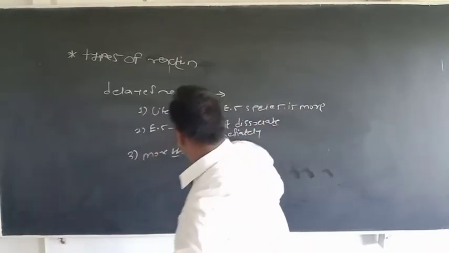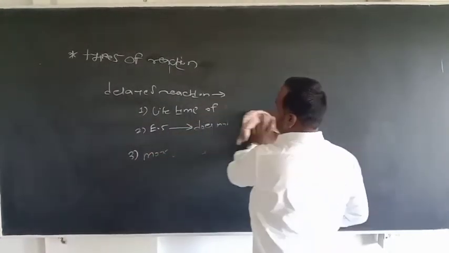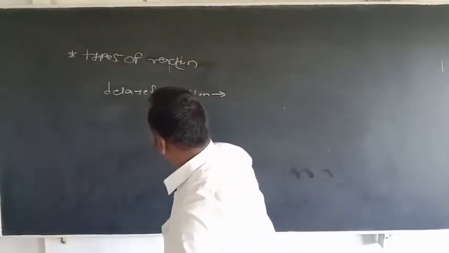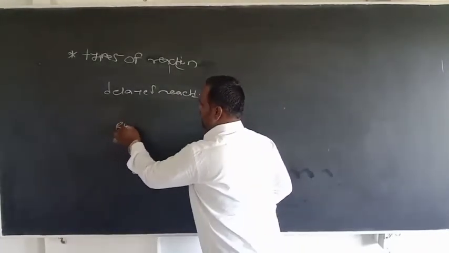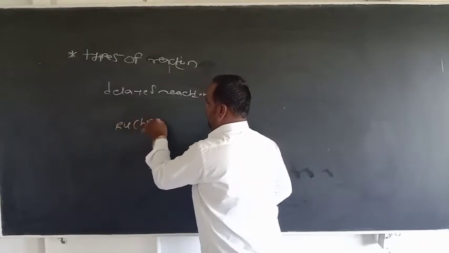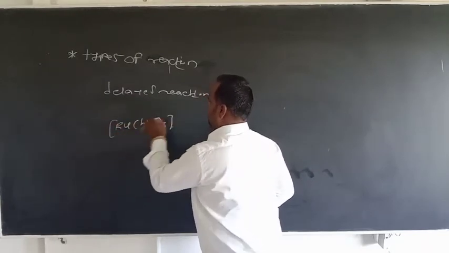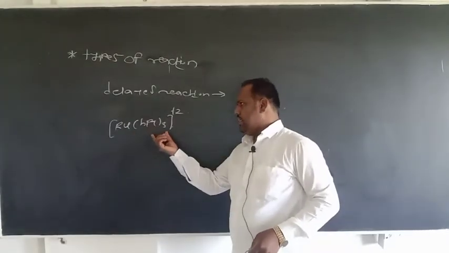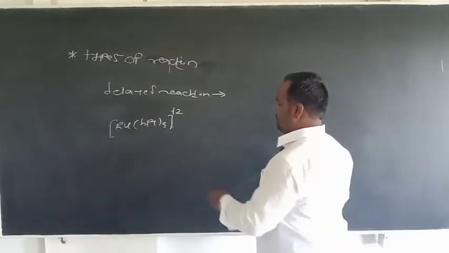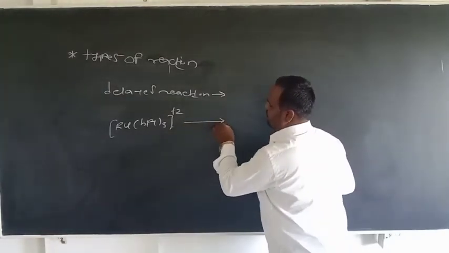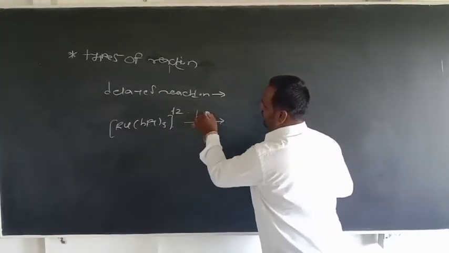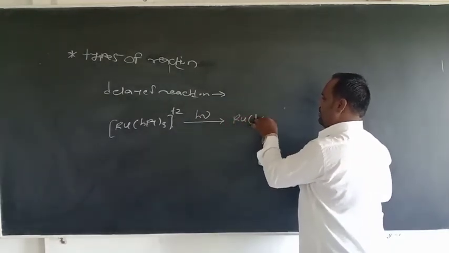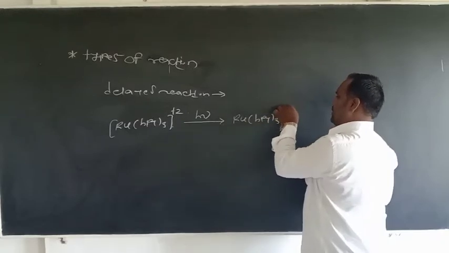Let us see the example of this delayed reaction. The example is the ruthenium complex, Ru bipyridyl three, in the +2 state, because bipyridyl is a neutral ligand, so ruthenium is +2. After absorption of light, it will convert into ruthenium bipyridyl three in the +3 state.